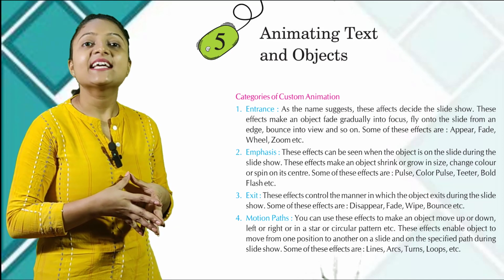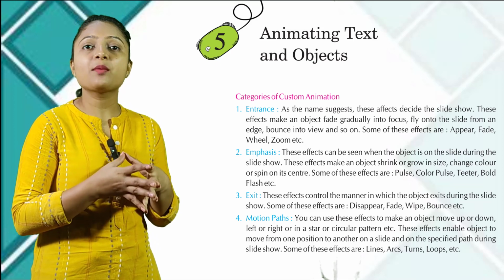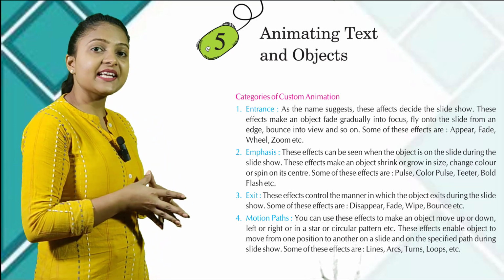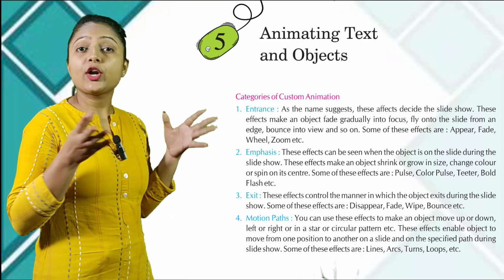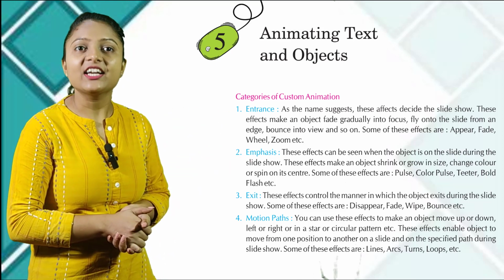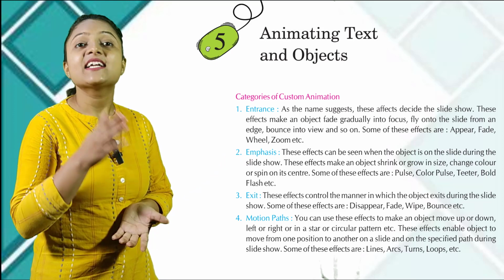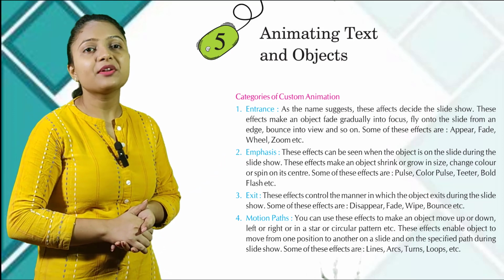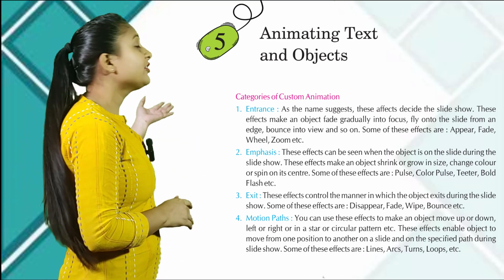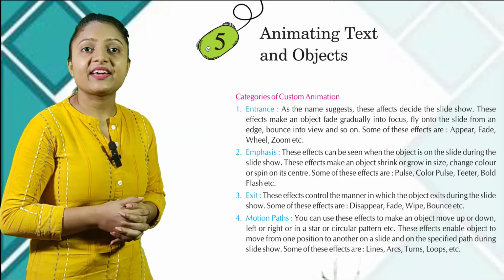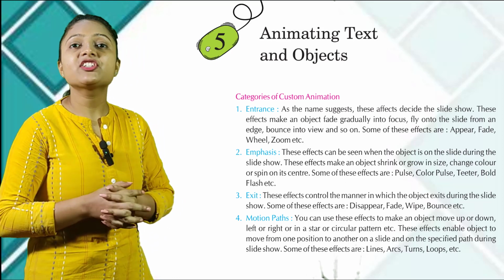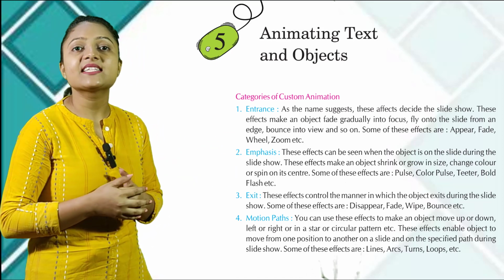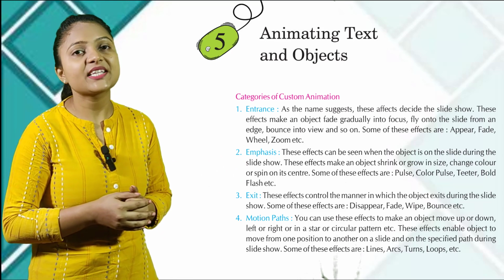Second, emphasis. These effects can be seen when the object is on the slide during the slideshow. These effects make an object shrink or grow in size, change color, or spin on its center. Some of these effects are pulse, color pulse, teeter, bold, flash, etc. Number 3, exit. These effects control the manner in which the object exits during the slideshow. Some of these effects are disappear, fade, wipe, bounce, etc.